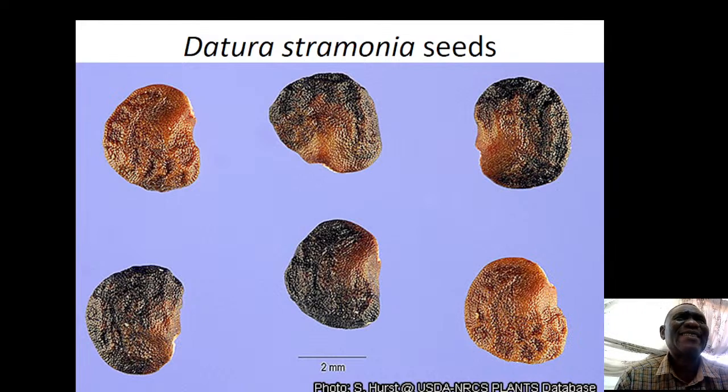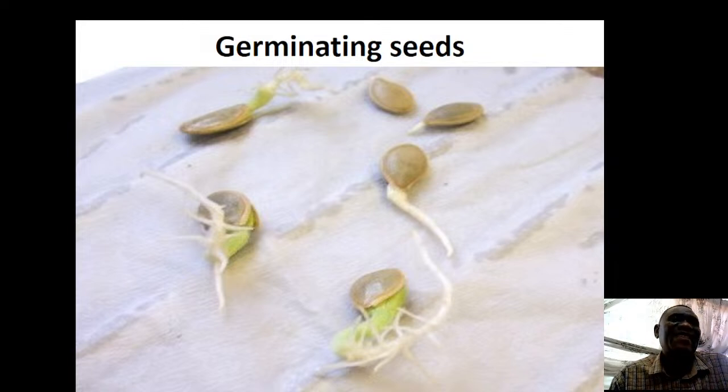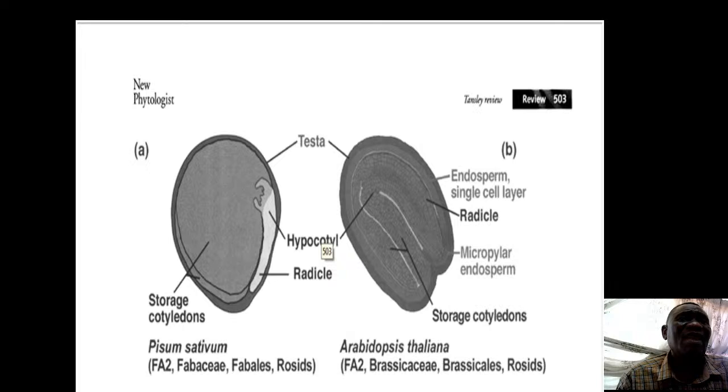So here we've got seeds of Datura stramonium. Some may germinate, some may not. This is the germinating seed. When you see the radicle coming out of the seed and the plumule also coming out of the seed, then we have germination. These are the parts of the seed where we have the radicle which will actually protrude first. Then the plumule will also emerge.